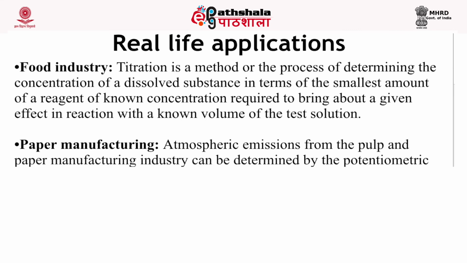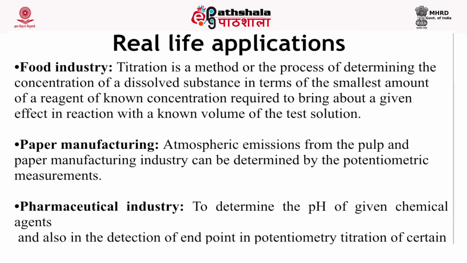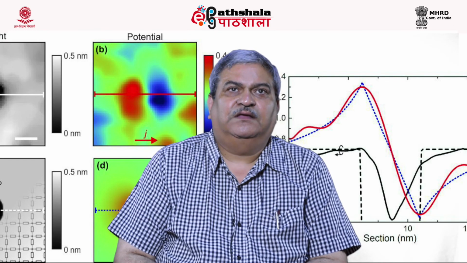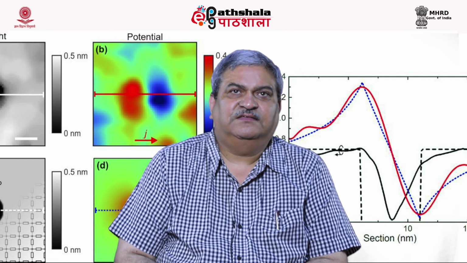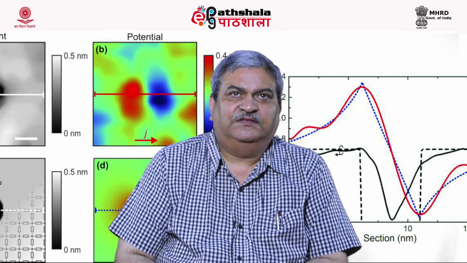Atmospheric emissions from the pulp and paper manufacturing industries can be determined. Pharmaceutical industries use it to determine the pH of given chemical agents, and also in the detection of endpoints in potentiometric titrations of certain drugs like amoxicillin, propranolol, etc.